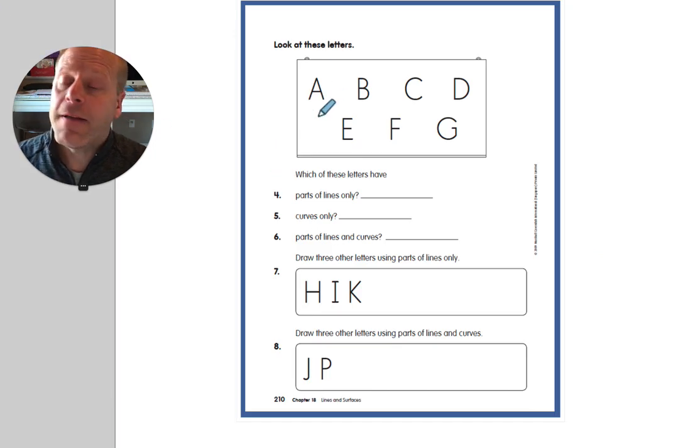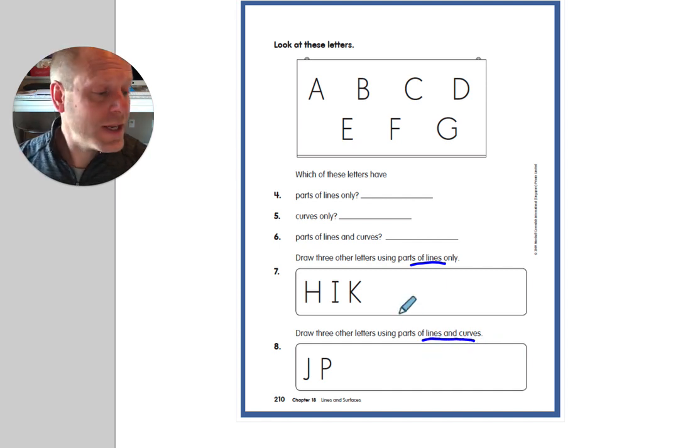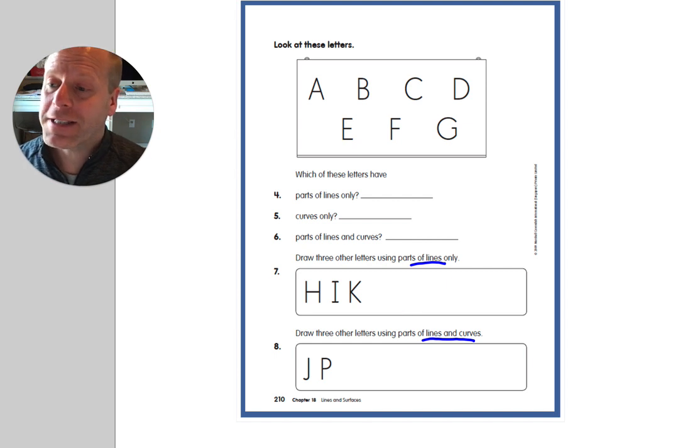On the back, they're going to have you look at letters and decide if they're made out of straight lines or if they're made out of curves. Which letters are lines? Which letters are curves? Which letters are both? And then they want you to go ahead and draw some letters that use lines only, and then draw some letters that use both lines and curves. When you're done with this, I have a fun math game for you on the next slide.